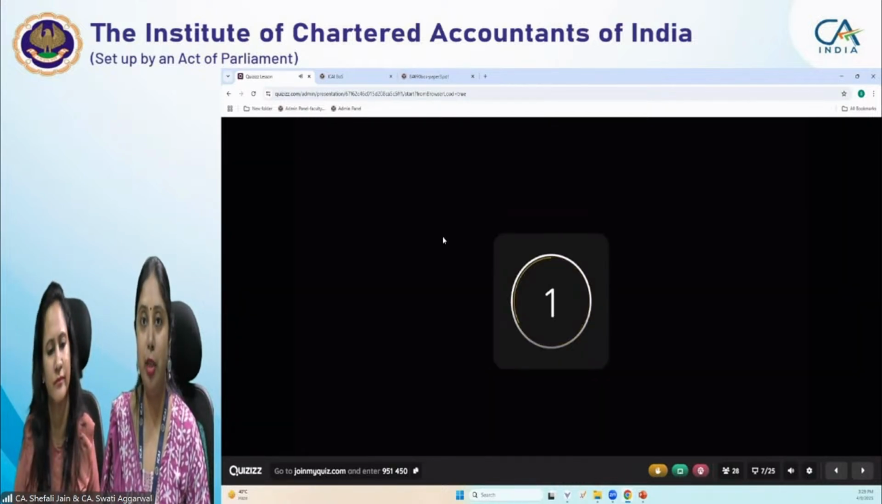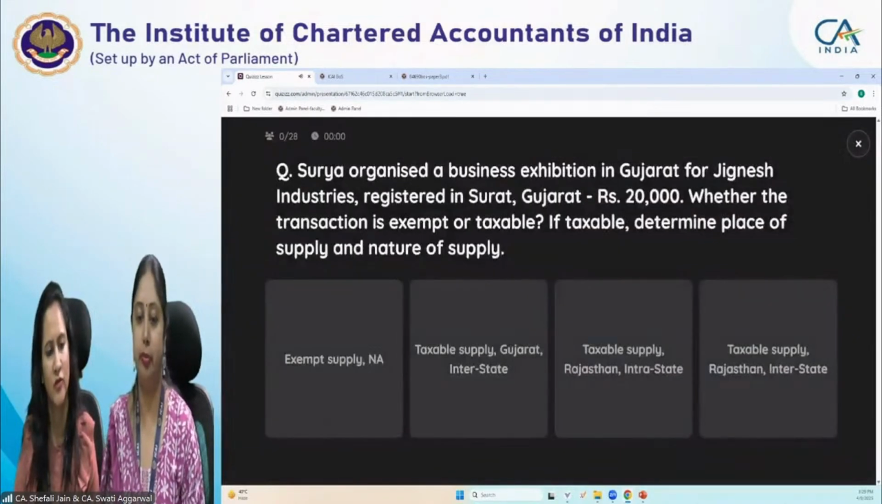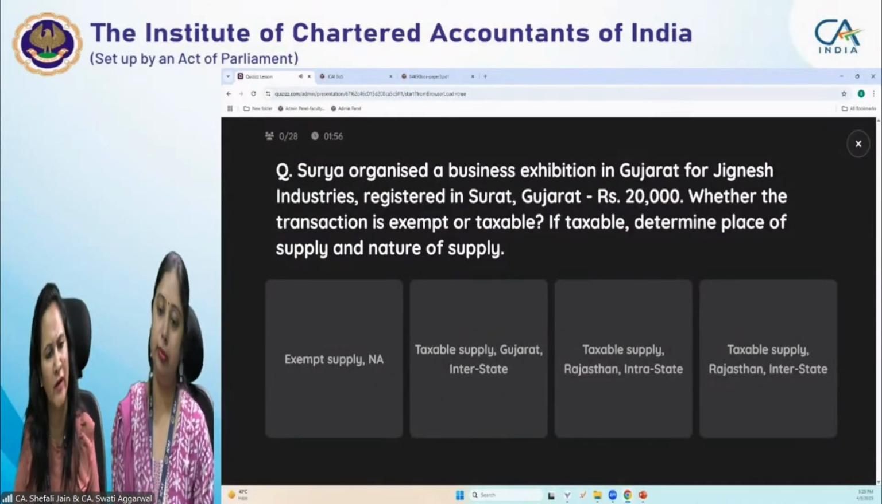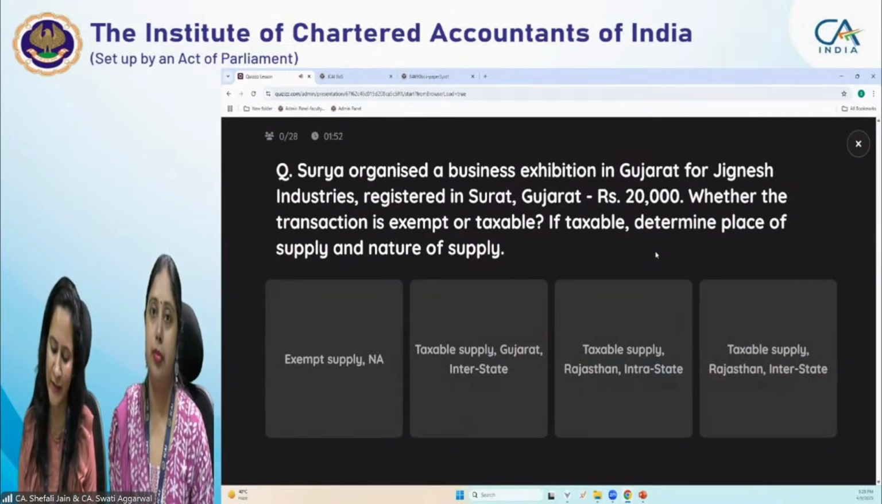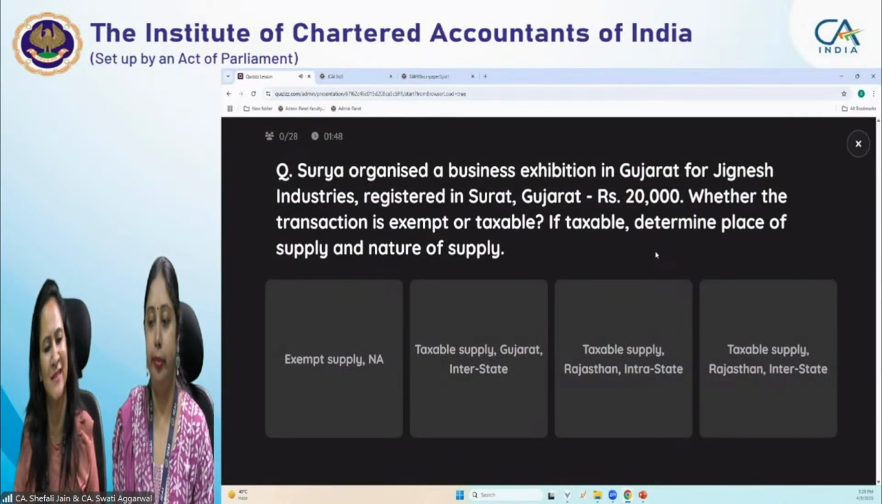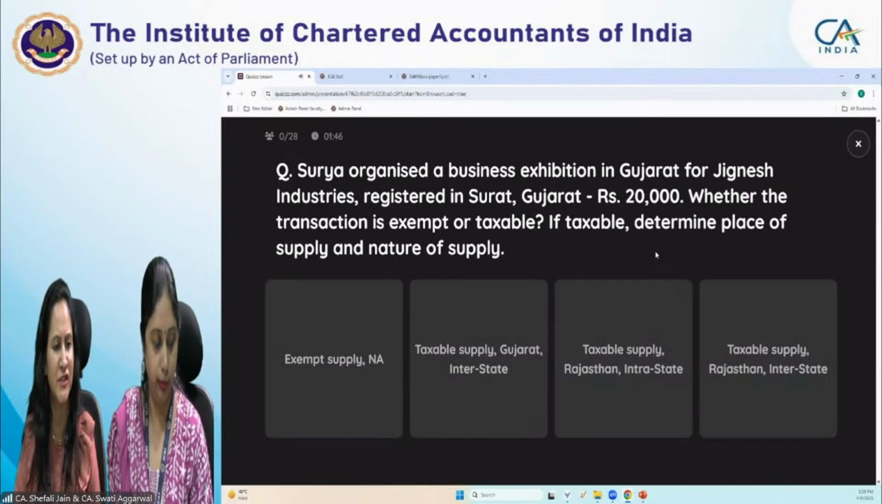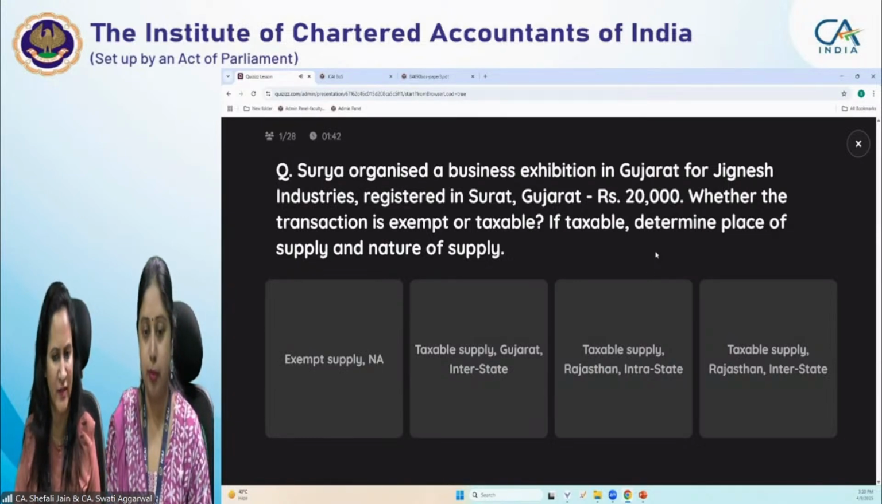This question will help you in understanding the sixth question in a comprehensive manner. So the next question is: Surya organizes a business exhibition. Surya is located in Jaipur, Rajasthan. Surya organized a business exhibition in Gujarat for Jignesh Industries, registered in Surat, Gujarat, for an amount of rupees 20,000. So now you have to tell whether the transaction is exempt or taxable.